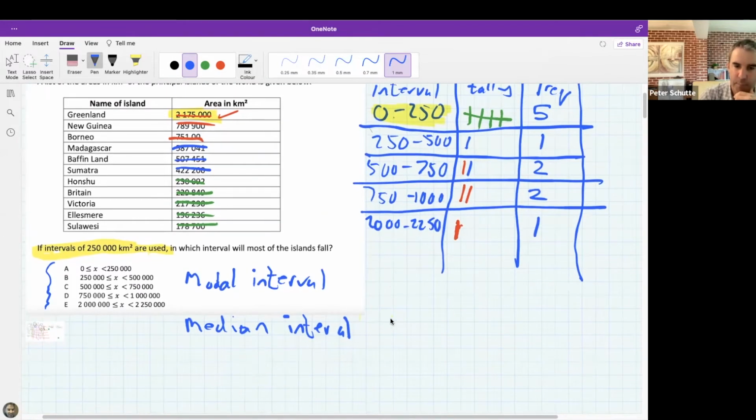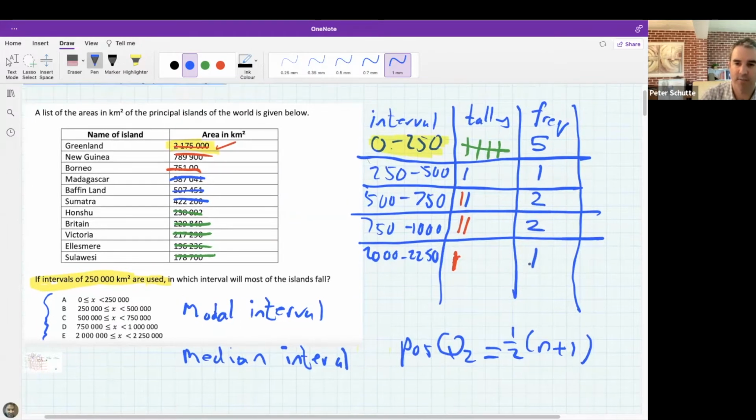Find the position. Perfect. So normally when we find the median, we find the position, and we call it Q2. Now, normally then we use the formula 1/2 times n plus 1. Now, what is a quick way to find out how many data items we have? It's just take the total of the frequency column.